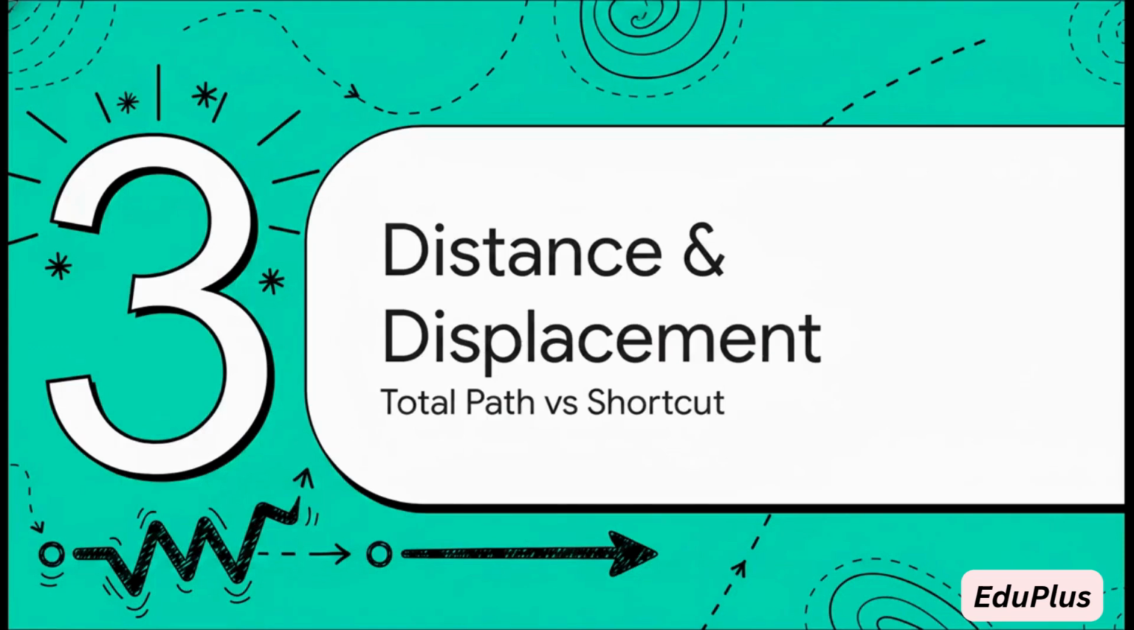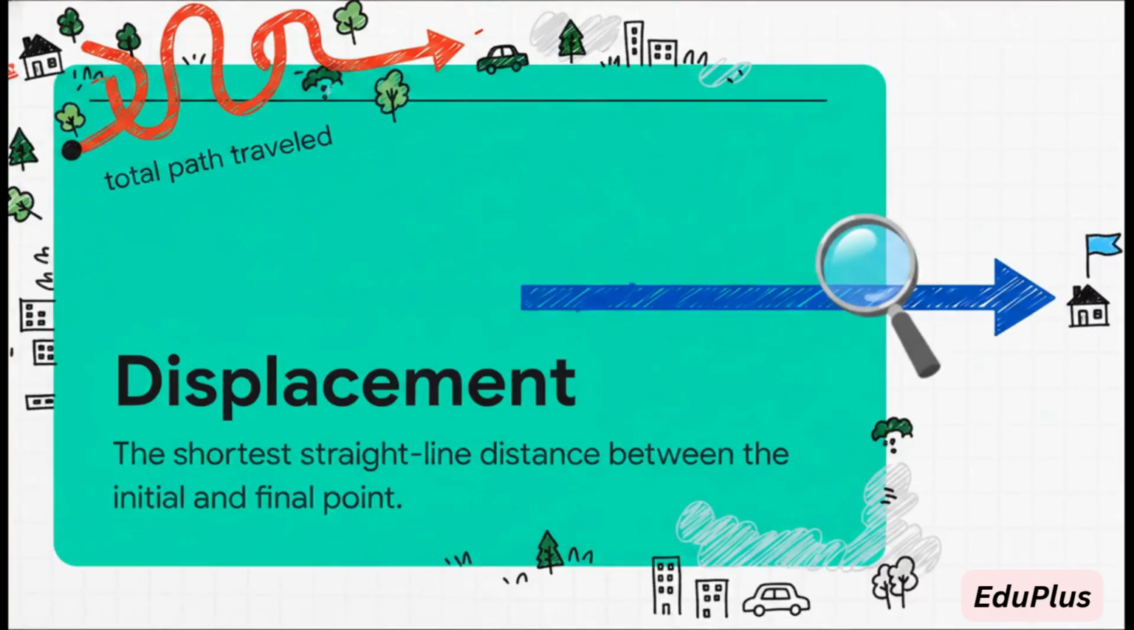All right, Section 3, Distance versus Displacement. So while distance is just the total winding path you traveled, displacement is the absolute shortest, straight-line distance from where you started to where you finished. Displacement honestly doesn't care about the roads you took, the traffic you dodged, or the buildings in your way.